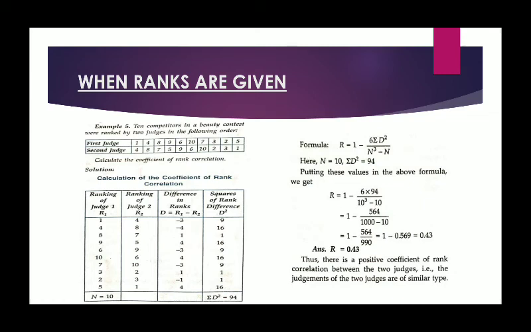The judgment of the two judges is of a similar type. It is not less than 0.25, so we cannot say that there is low correlation, though at the same time it is not more than 0.75, so we cannot say that there is a high degree of correlation, but it is a moderate one. So the two judges are giving a similar kind of judgment, not so highly correlated, not so low correlated, rather it is a moderate correlation between the judgment of the two judges.